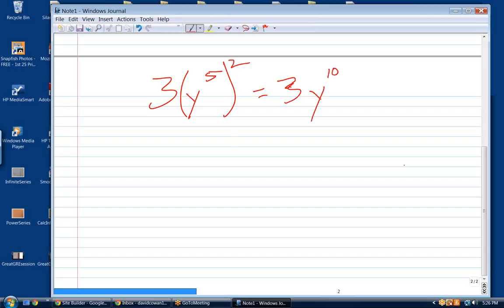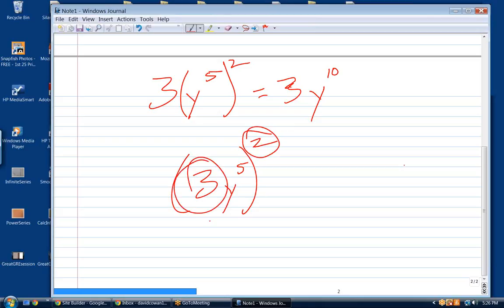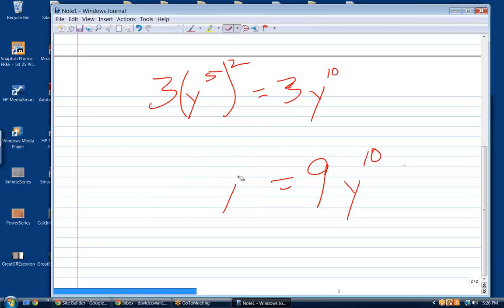Notice that neither the 5 nor the 2 operate on the 3. Neither one of them. In other words, if I wanted them to, I would have to write it like this, and then the squared operates on the 3 also. So this would be 9y to the 10th if I put the parentheses in a different place. But as long as that 3 is outside the parentheses, then none of those exponents operate on it.